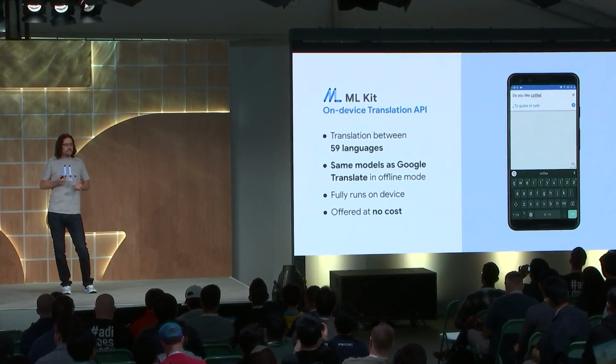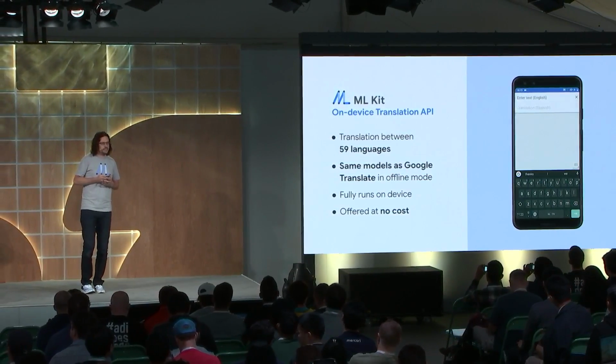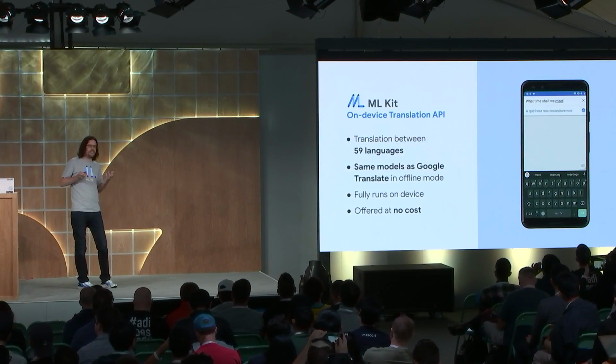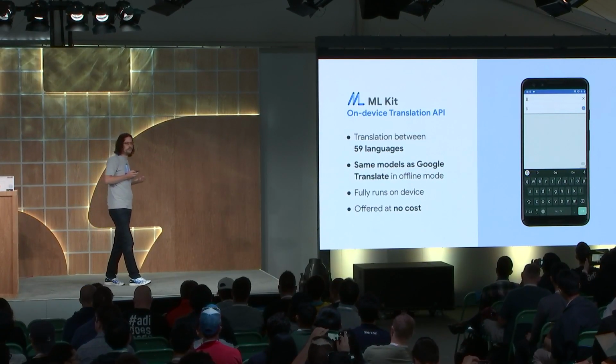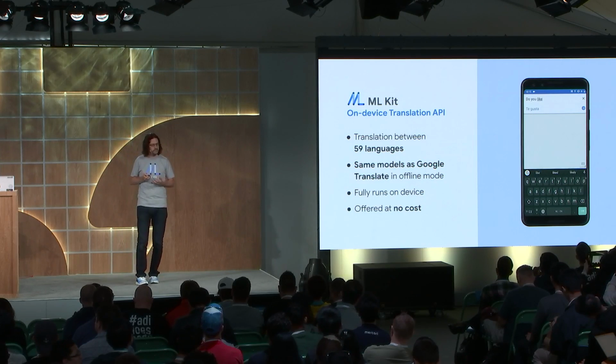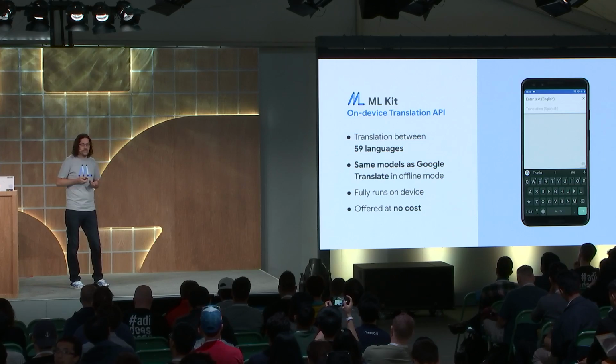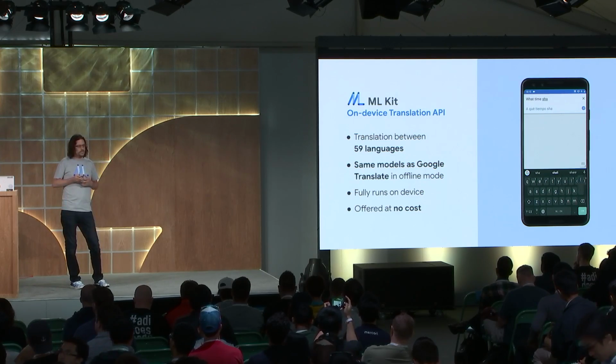So that is the first API, on-device translation. It translates between 59 languages and uses the exact same models that we use in the Google Translate app for offline mode. They fully run on-device, and are available to you at no cost. Now, to show you how this works in a real app, I would like to invite Shiyu on the stage.